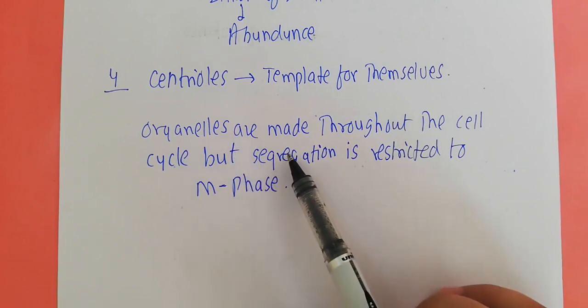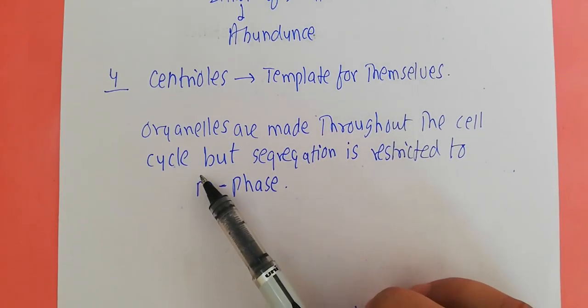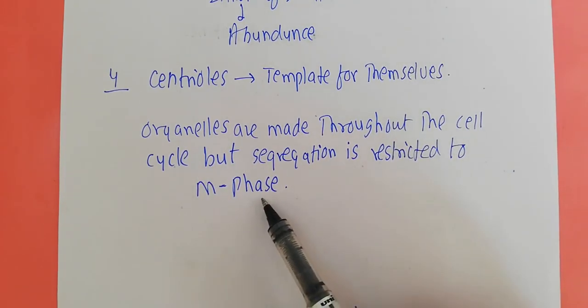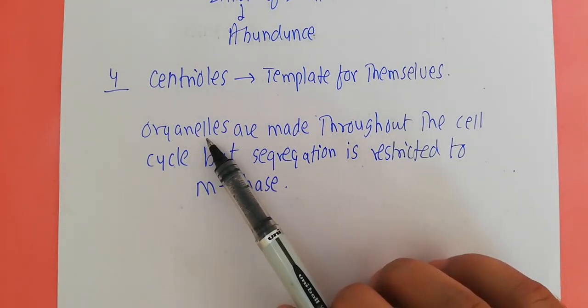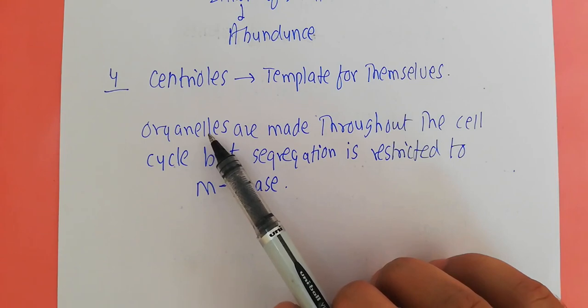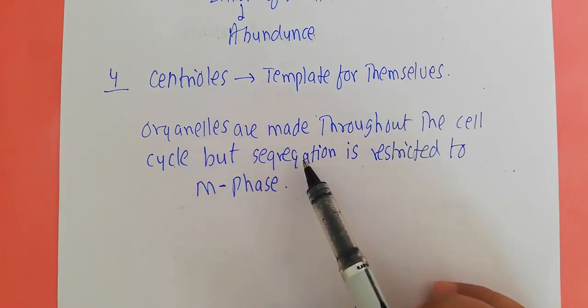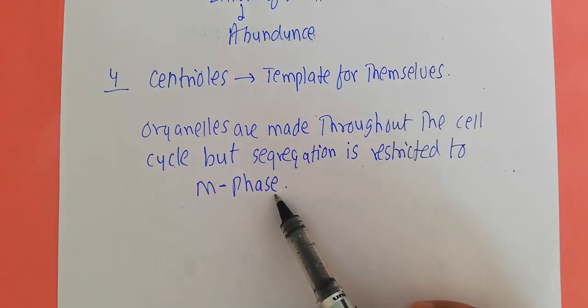Now these organelles are made throughout the cell cycle, but their segregation is restricted to the M phase. That means you are making the organelles in the G1, S, and G2 phases, but their segregation is only restricted to the M phase of the cell cycle.